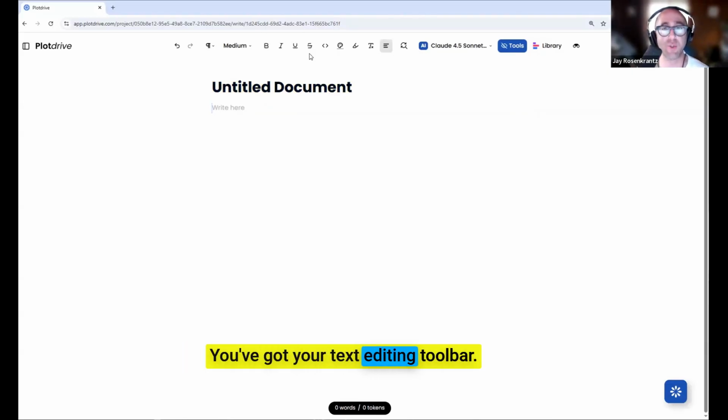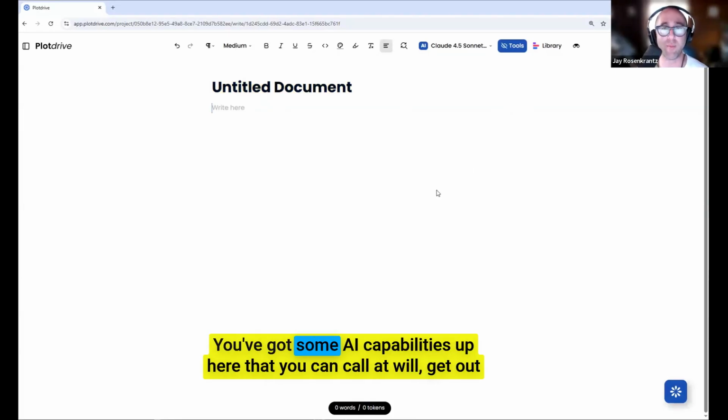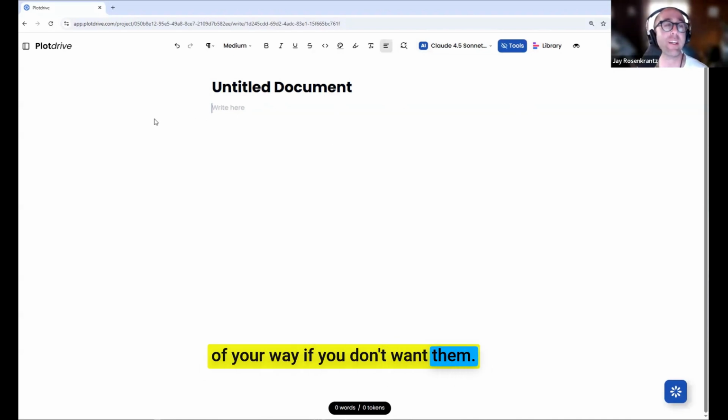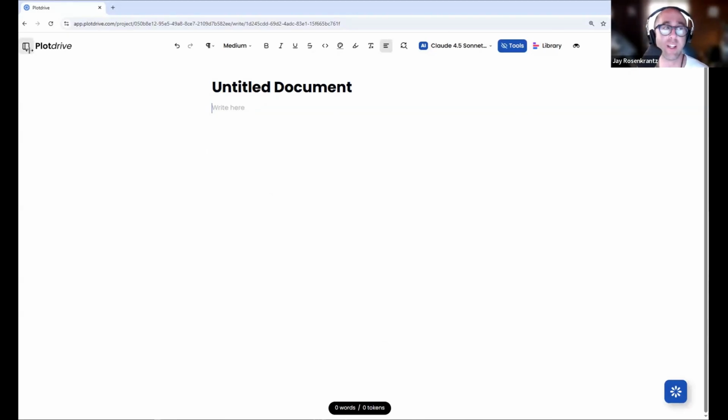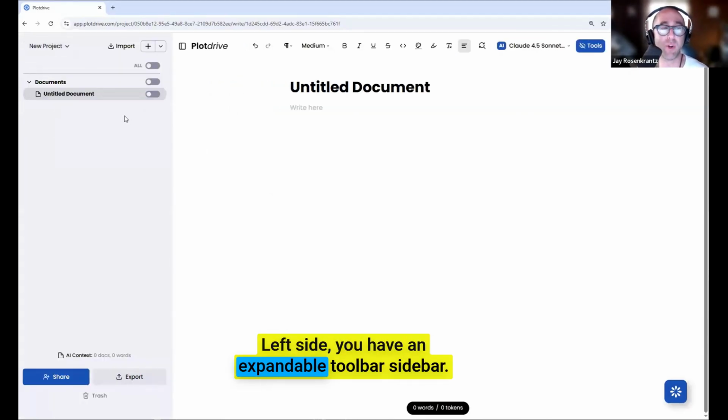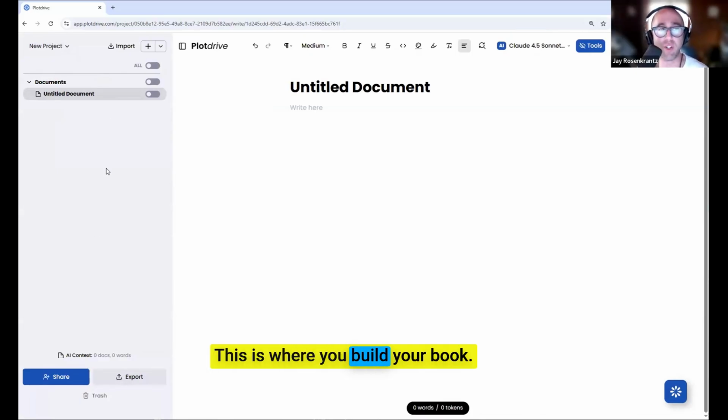You've got your text editing toolbar. You've got some AI capabilities up here that you can call at will, get out of your way if you don't want them. And this is where we'll be working. Left side, you have an expandable toolbar, sidebar. This is where you build your book.